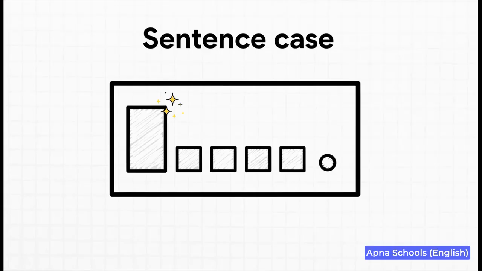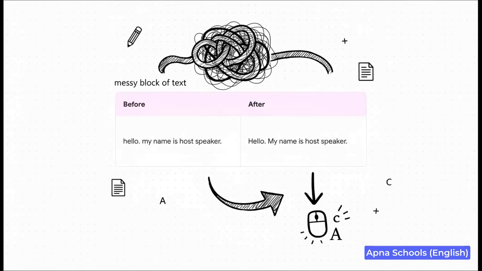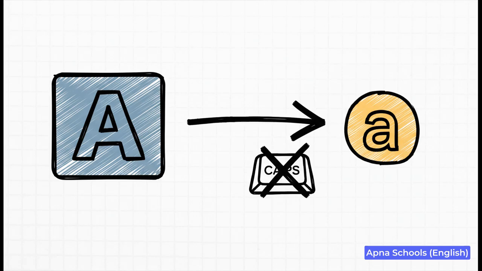First up, the one you'll probably use the most, sentence case. This is pretty much the standard for any normal writing, and it's what Word usually defaults to anyway. So what it does is it automatically capitalizes only the first letter of the first word in a sentence. You see here how it takes that messy, all lowercase text and with just one click, makes it grammatically perfect. So clean.